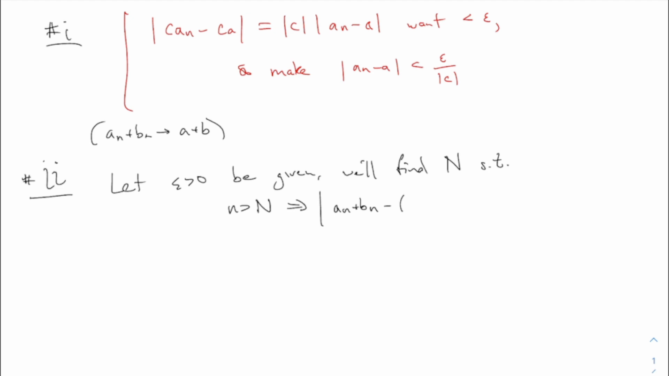a_n + b_n - (a + b). Right, you should have the parentheses there. Remember, it's always the absolute value of the sequence term minus the thing that it approaches. So that's what it is. Can we do anything to simplify that? Well, I can distribute the minus sign, I suppose.